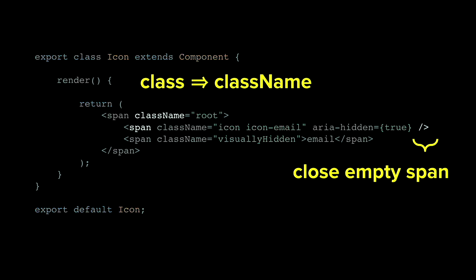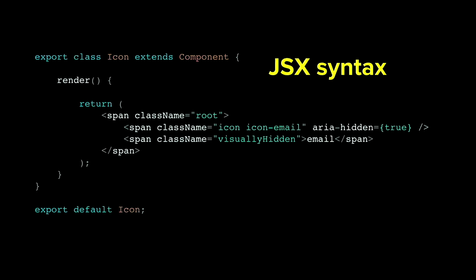So class goes to className, and any empty spans get closed. It looks like HTML, it's not. Everyone here is probably familiar with how it looks like an object and spaghetti underneath, but this makes me happy because JSX looks like HTML. It's just very nice and neat.